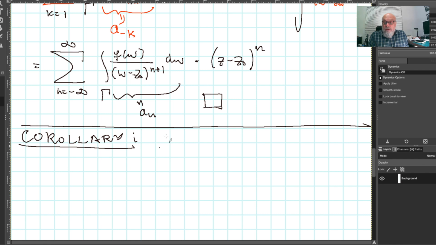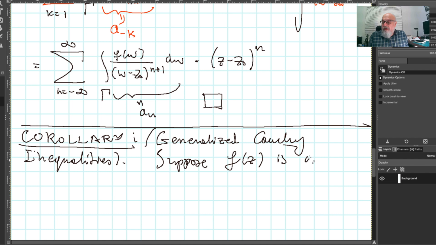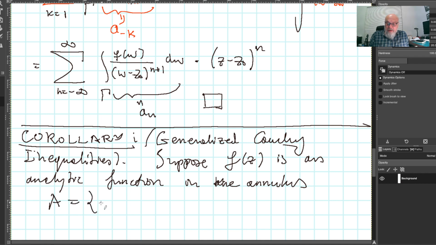Generalization of the Cauchy inequalities. So, generalized Cauchy inequalities. Suppose f of z is an analytic function in the annulus A, which is the set of z such that R1 is smaller than the absolute value of z minus z0, which is smaller than R2.